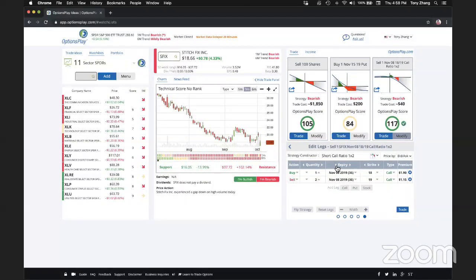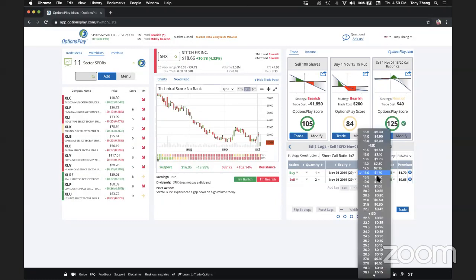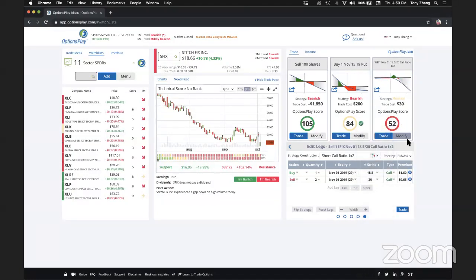Short call ratio. Oh, it does have weekly options. So let's take a look. Maybe the November 1st, we sell the $20 because that's your cost basis. Can we buy an 18.5 with it? A little bit, roughly. If you get filled near the midpoint, you'd be able to do that.